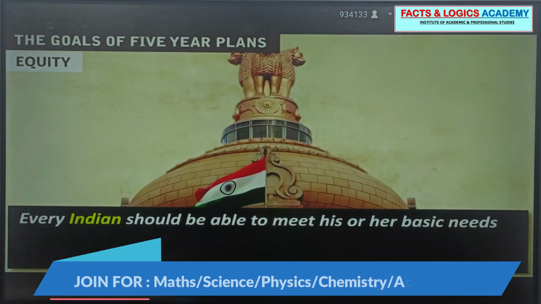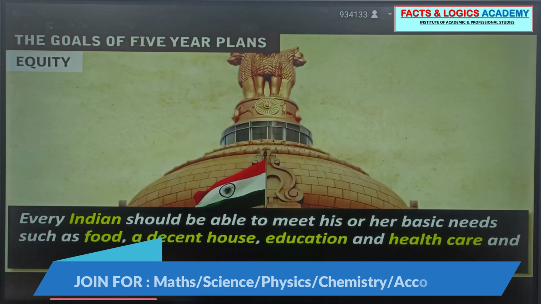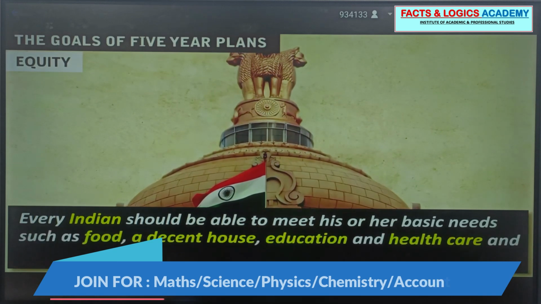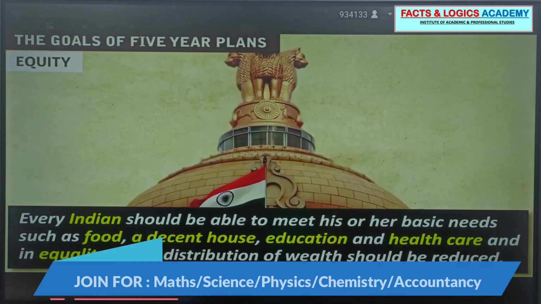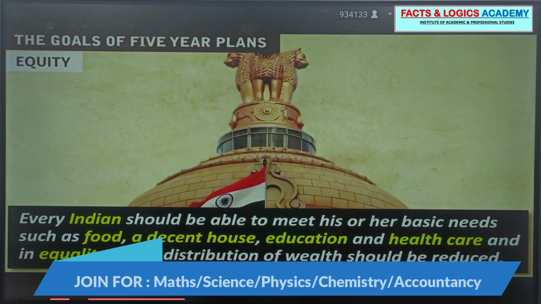Every Indian should be able to meet his or her basic needs, such as food, a decent house, education and healthcare, and inequality in the distribution of wealth should be reduced.